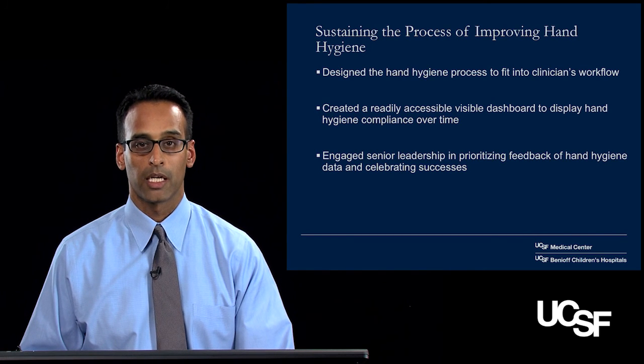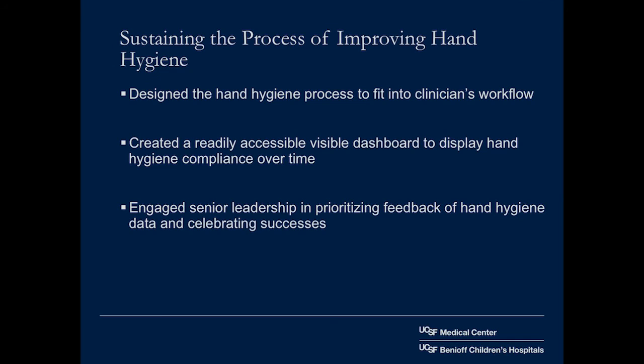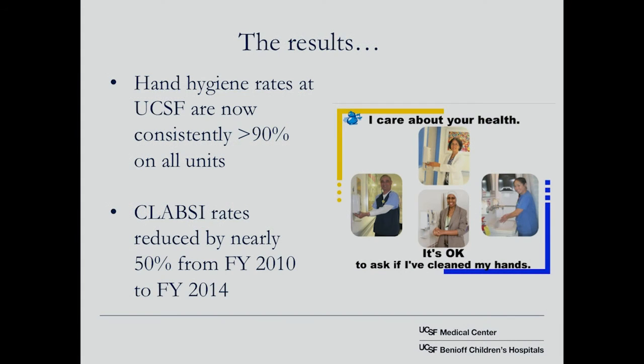Several interventions were crucial in sustaining the process of improving hand hygiene. By making sure that the desired behavior was introduced, and then ergonomic changes were put into place to make sure that hand hygiene dispensers were readily available, the process of performing hand hygiene simply has become muscle memory. The accessibility of data so that clinicians could see how they were performing on a unit-by-unit basis and a service-by-service basis helped identify successes and target areas for improvement. And the engagement of senior leadership prioritized hand hygiene as an important organizational objective and helped celebrate successes as hand hygiene rates improved. As a result of this process, our hand hygiene rates at UCSF are now consistently over 90% on all inpatient units.